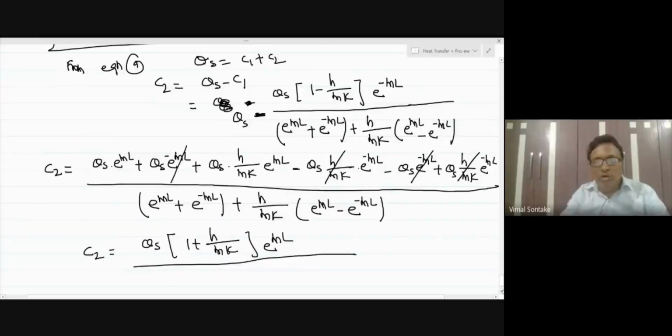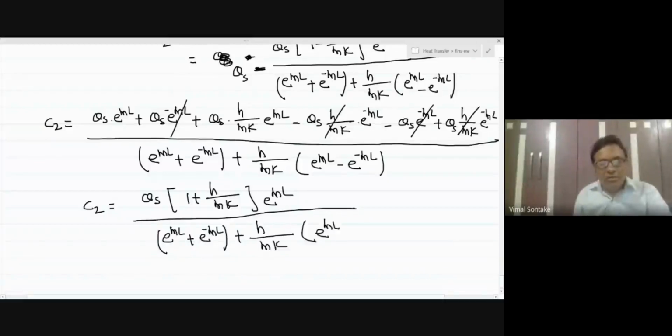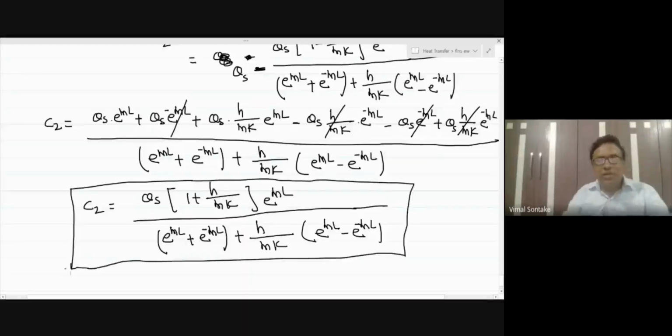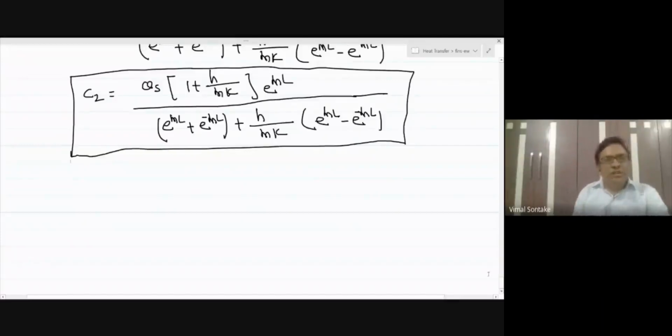I know you are getting bored because algebra is nothing but jargoning of some mathematical terms. So e^ml plus e^minus ml plus h over mk e to the power ml minus e to the power minus ml. This is the value of constants C1 and C2. Unless you do it, it is difficult for you to follow me. But okay, so this is the value of constants C1 and C2.